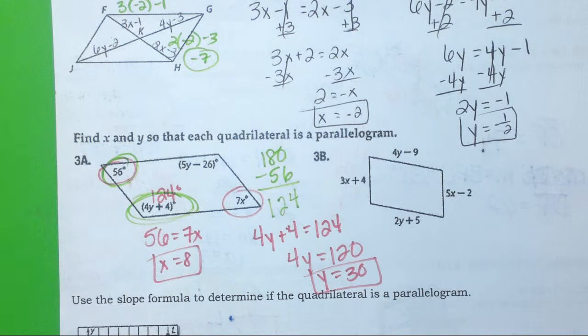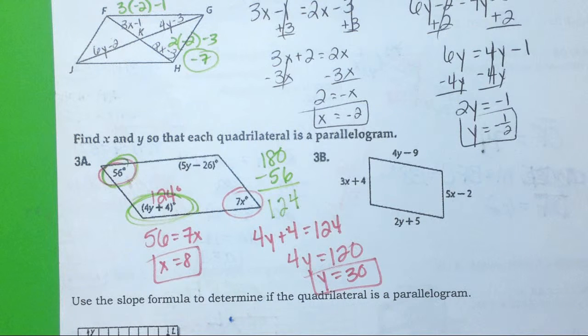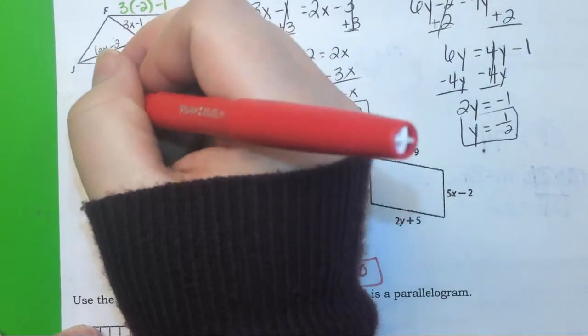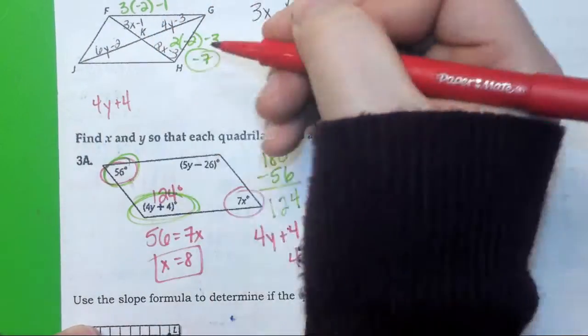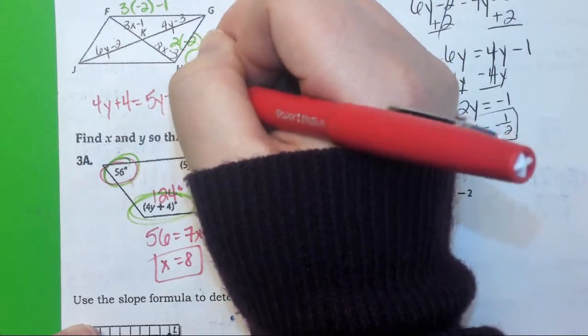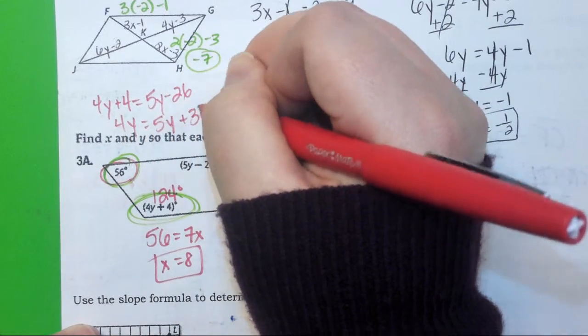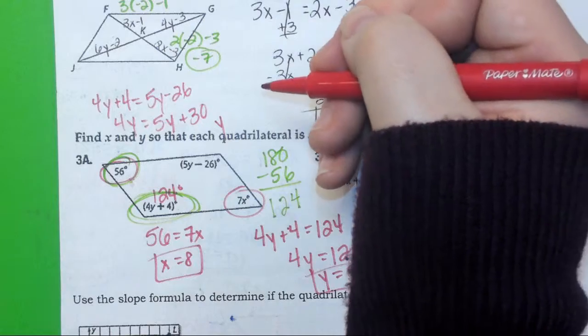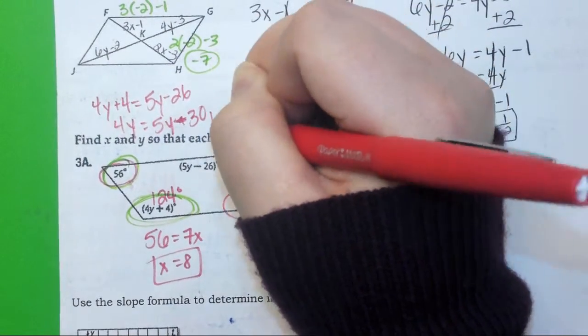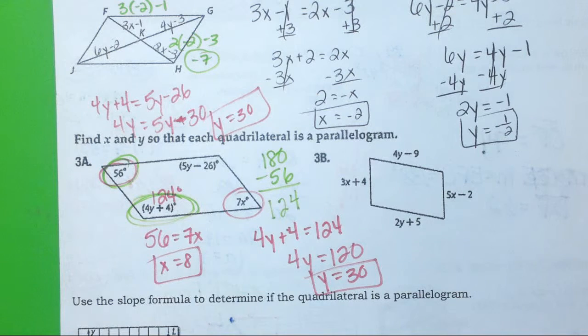So if we also do 4y plus 4 equals 5y minus 26, you could do 4y plus 4 equals 5y minus 26. But did you end up getting a value for y? Do you still get the same thing? Do you still get 30? Well, I want to know. 5y minus 26. 4y equals 5y plus 30. I get y equals negative 30? No, I don't. You're right. I get y equals 30 either way. Good. You still would get y equals 30.